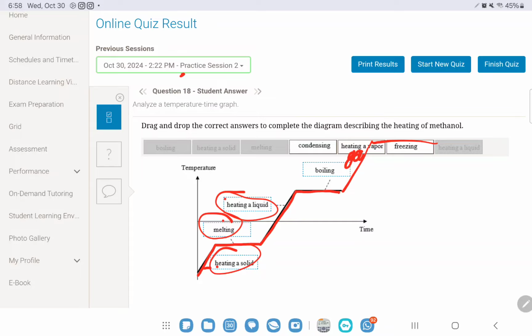And when you heat gas, what happens? Nothing, it just keeps heating. So, you get what I mean? Heating a solid, melting, heating a liquid, boiling. This is a really easy question. I don't really know how to explain easy questions that much. Now let's move on.